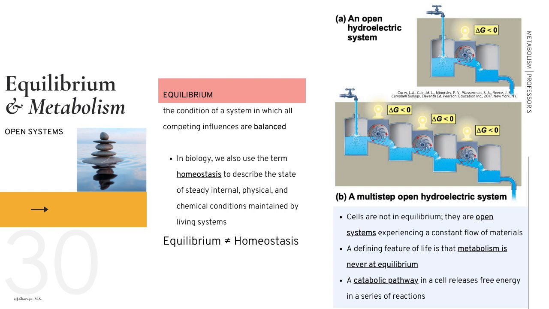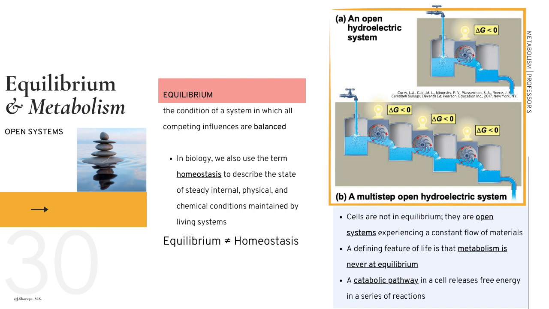We've already talked about equilibrium. In a system, equilibrium is the condition in which all competing influences are balanced. In terms of free energy, delta G equals 0 in equilibrium. In biology, we use the term homeostasis to describe the steady state of internal, physical, and chemical conditions that are maintained by living systems. But again, equilibrium does not equal homeostasis. Cells are not in equilibrium. They are open systems experiencing a constant flow of materials. Therefore, metabolism is never at equilibrium.